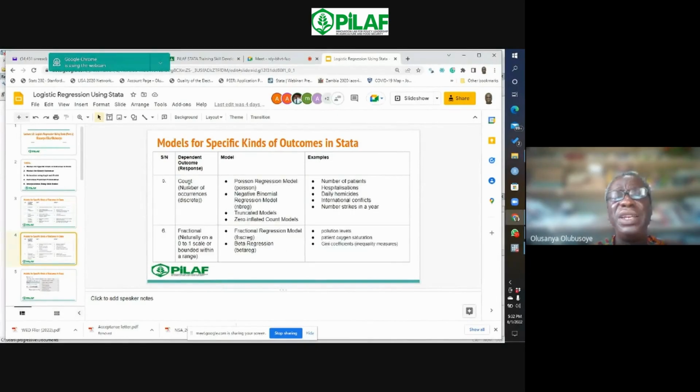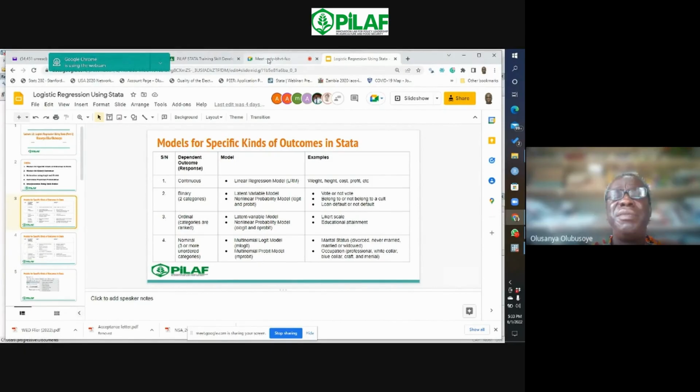So the other one is count. Count also belongs to either interval, as long as it's quantitative. So any measurement that is quantitative, including fractional, belongs to the interval and ratio scale. Okay, it's all right. Thank you, Prof. You are welcome.